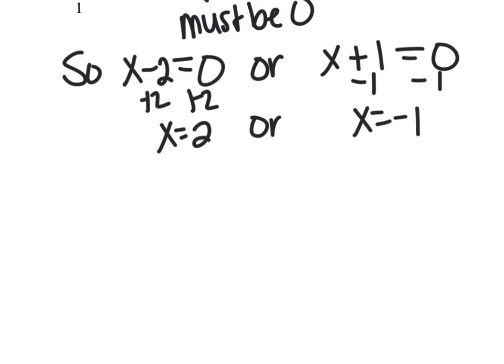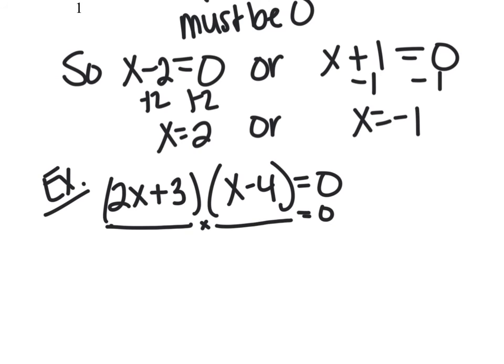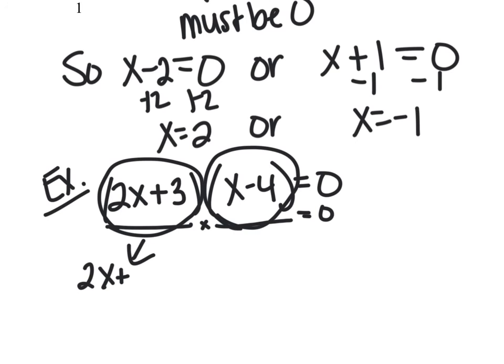So let's try an example. If I told you we had 2x plus 3 times x minus 4 equals 0. We have a multiplication problem equaling 0. That means one of these two things, or both of them, must be 0. So 2x plus 3 is going to equal 0, or x minus 4 is going to equal 0.